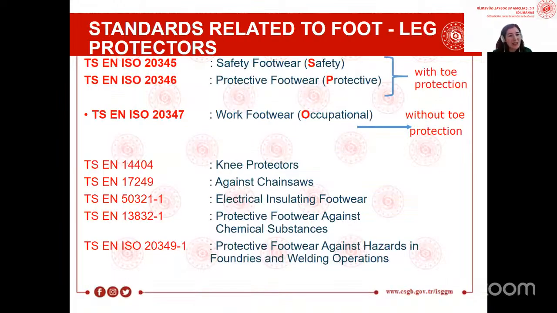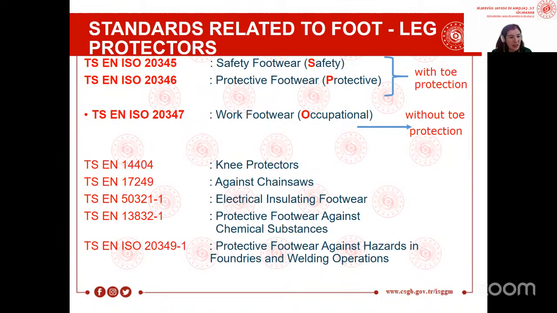There are standards related to foot and leg protectors. The TSEN ISO 20345 is for safety footwear and is indicated by S symbol. The TSEN ISO 20346 is for protective footwear. This is indicated by P symbols. These types of footwear include toe protection.